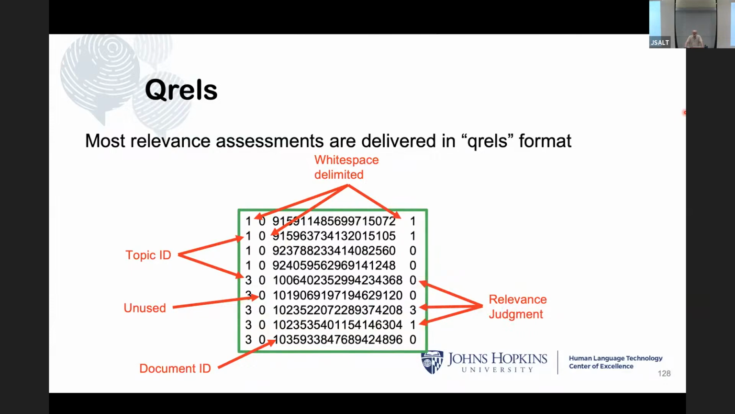If you have binary judgments, you'll just have 1s and 0s. If you have graded judgments, you can have different numbers here. So like here, this document is judged highly relevant. This one is judged somewhat relevant. So when you hear QRELs, that means relevance judgments. Okay, and everybody talks about them that way.